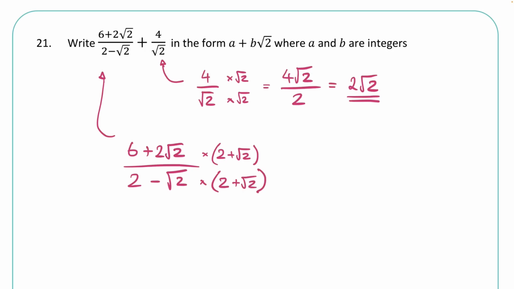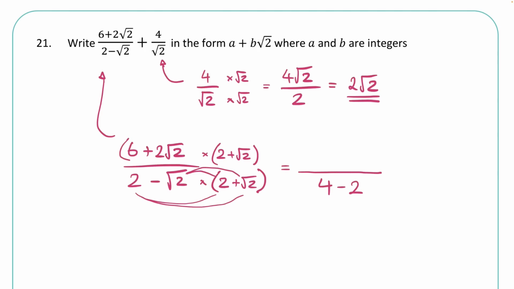We need to take our time, just expanding the top and the bottom. I'm going to do the bottom first. 2 times 2 is 4. The middle two cancel each other out because we get plus 2 root 2 minus 2 root 2. And then root 2 times root 2 is 2. It's positive times negative. So 4 minus 2 as the denominator, which of course is just going to be 2, but we'll rewrite that in a moment.